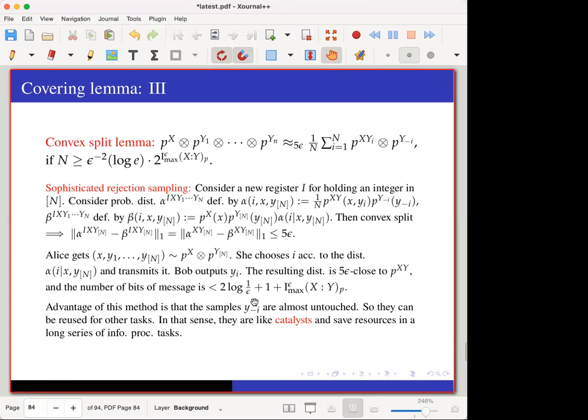Okay, log of n, and the log of n is less than this quantity. So rejection sampling would have given me log log 1 by epsilon. So this becomes log 1 by epsilon. But the main part is the same, I epsilon max. Now the advantage of this method is that the remaining samples y minus I are almost untouched.